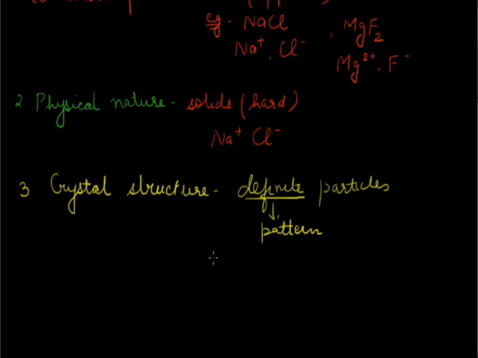Like again, we can continue with the example of NaCl. In NaCl, one Na+ is surrounded by 6 Cl-, and similarly one Cl- is surrounded by 6 Na+. So the ions are arranged in a definite manner, which results in a regular three-dimensional arrangement which is called crystal lattice, and so the solids are said to be crystalline in nature.